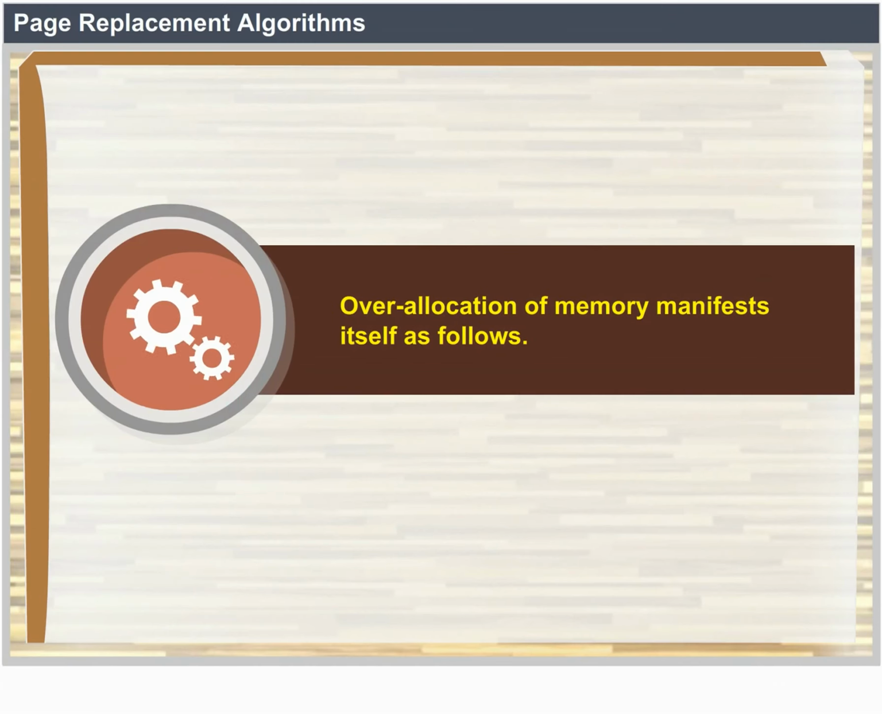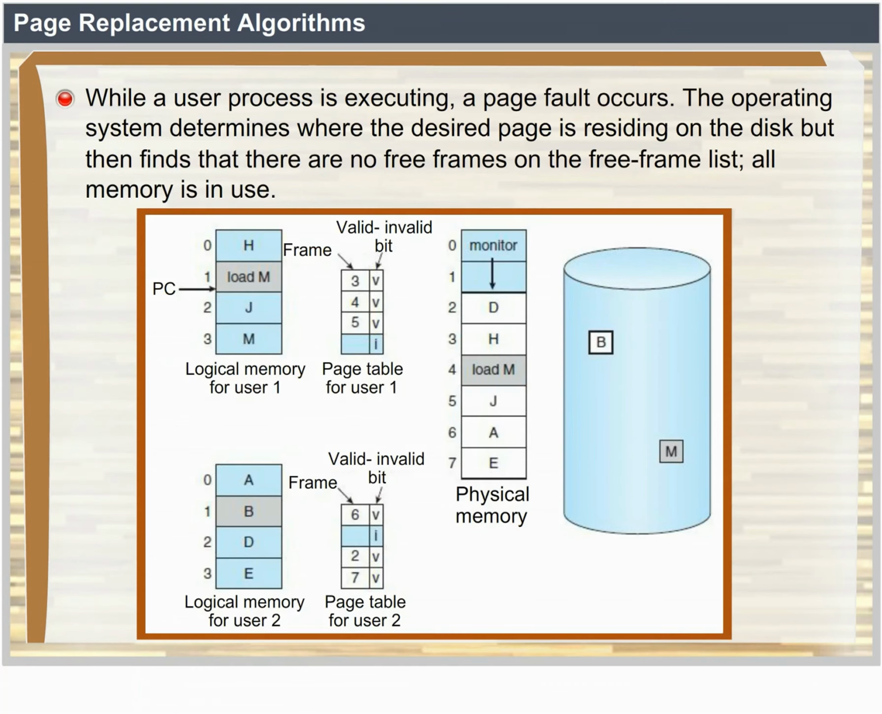Over-allocation of memory manifests itself as follows. While a user process is executing, a page fault occurs. The operating system determines where the desired page is residing on the disk, but then finds that there are no free frames on the free frame list. All memory is in use.